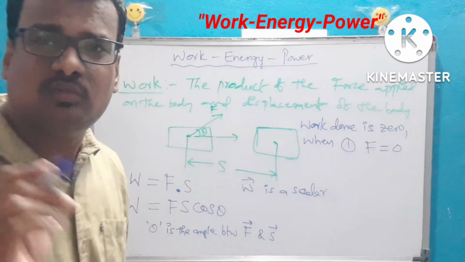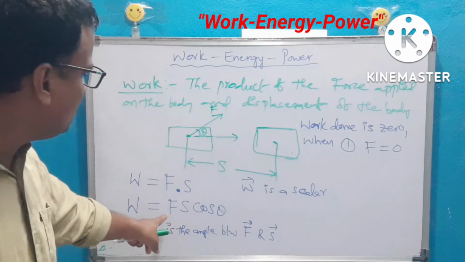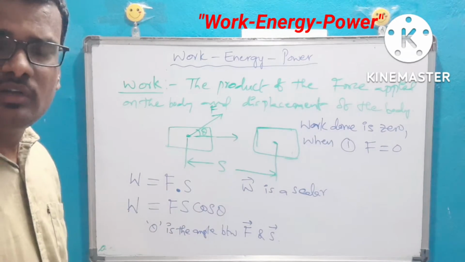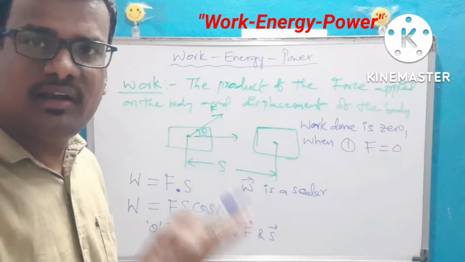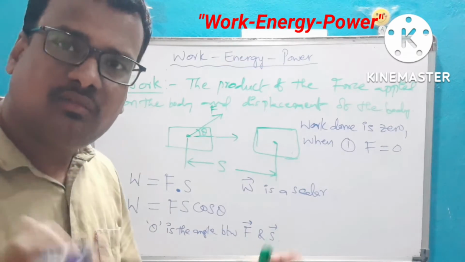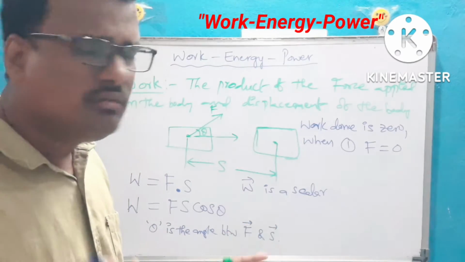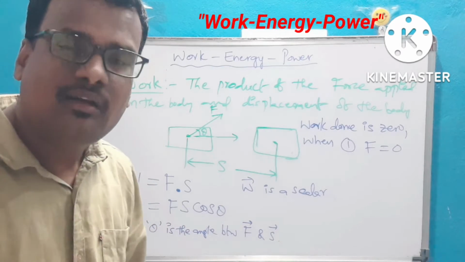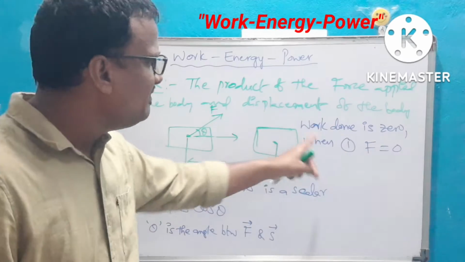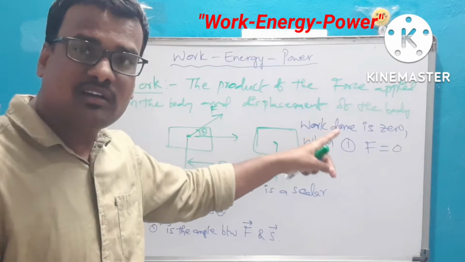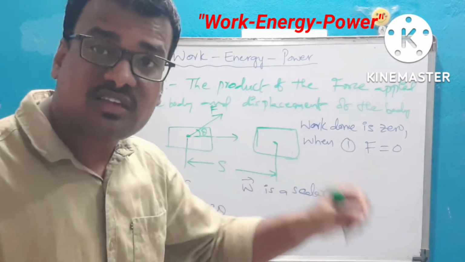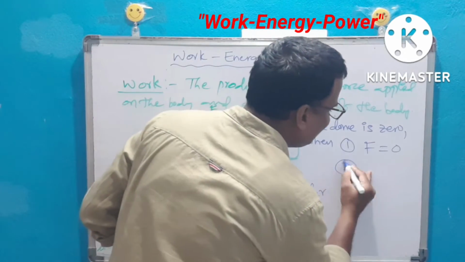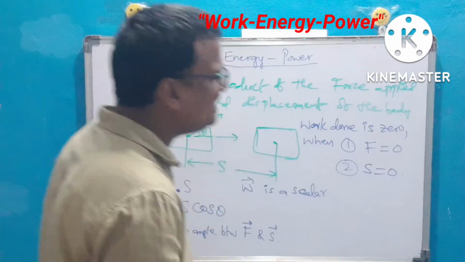When force is equal to 0, if we substitute 0 in place of F, then the total term will be 0. If no force is applied on any body, then the work done is also 0. Why? Because if no force is acting on a body, no displacement occurs in the body. So that's why we say work done is 0 when the force applied on the body, F, is equal to 0. And in the second case, displacement equal to 0.